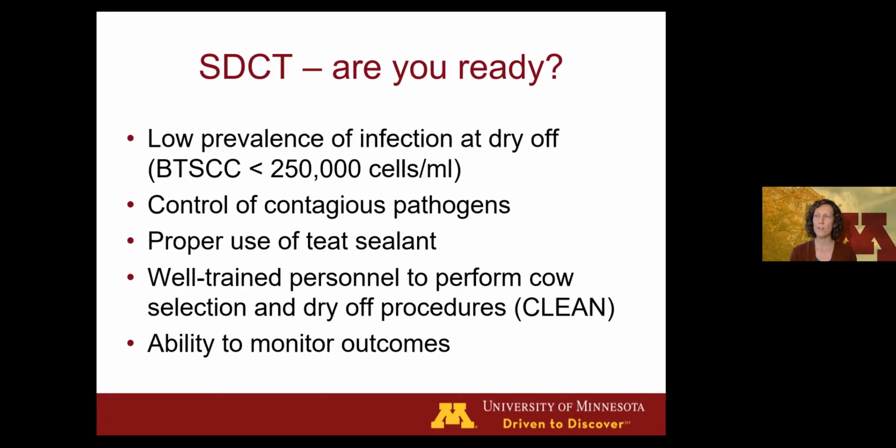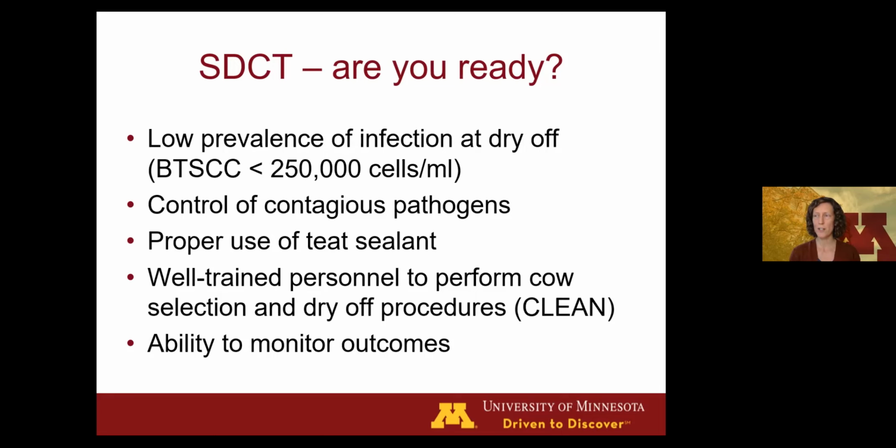There are some herd level criteria that are important for deciding whether or not you're ready to successfully implement selective dry cow therapy. The first one is that you generally have a pretty healthy herd, particularly from a mastitis perspective. If you have a pretty low prevalence of infection at dry off, represented by a bulk tank somatic cell count less than 250,000 cells per mil, that's one important criteria. A low bulk tank somatic cell count generally means your risk for having a high proportion of infected cows at dry off is lower.